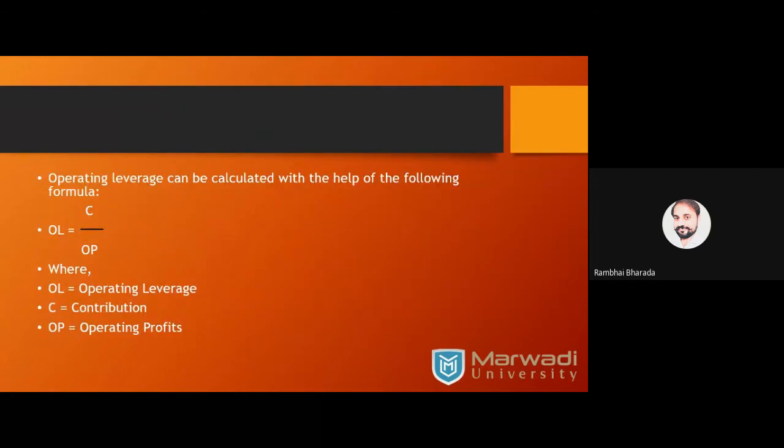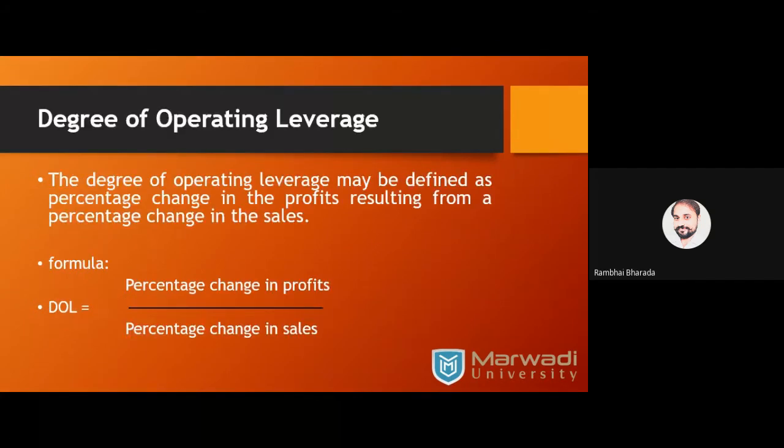Formula: OL is equal to C upon OP. C means contribution, and contribution is equal to sales minus variable cost. Operating profit means profit before interest and tax, or in other language, profit is equal to sales minus total expenses. Then we saw degree of operating leverage, DOL, equal to percentage change in profit divided by percentage change in sales.